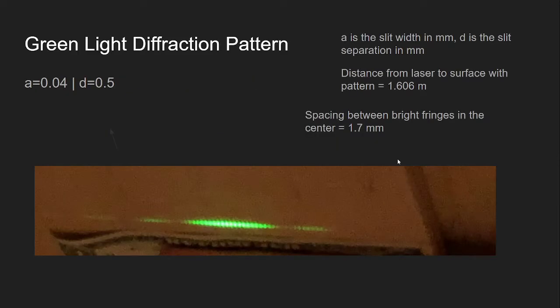So we used red and green lasers. First, we tested our green laser. We have two values over in the top left here, where A is the slit width in millimeters, and D is the slit separation in millimeters. The distance from the laser to the surface with the pattern is 1.606 meters. And the spacing between bright fringes in the center is 1.7 millimeters.